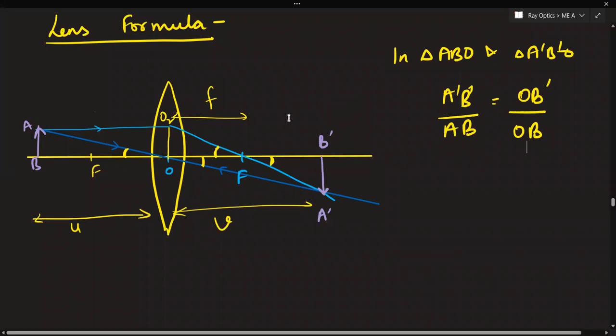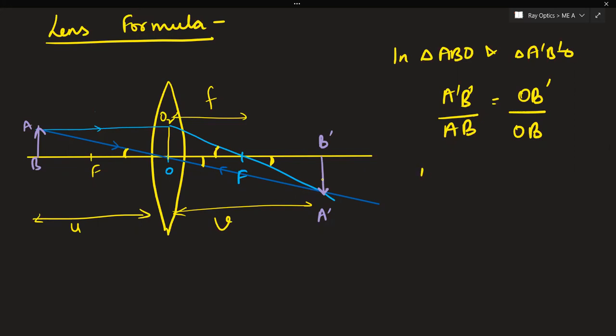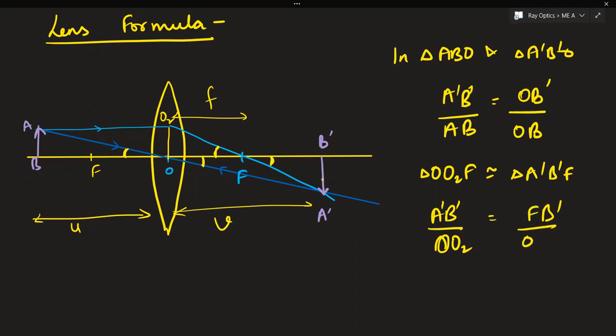Fine. Now look at this triangle, O2OF, and look at this triangle, A dash B dash F. Same thing, vertically opposite angles, same side it is having. So that is making it similar. So triangle OO2F is similar to triangle A dash B dash F. Now again, A dash B dash by OO2 will be equal to FB dash by OF.